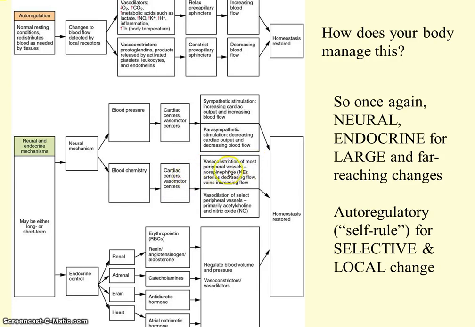Blood chemistry, again, the vasomotor centers. Vasoconstriction of most peripheral vessels through norepinephrine. Arteries decrease flow and veins increase flow, right? Vasodilation of the vessels is done through nitric oxide or acetylcholine, which was one of our neurotransmitters. All right. Endocrine control, we have the renal tissues, adrenal glands, brain itself, and heart.